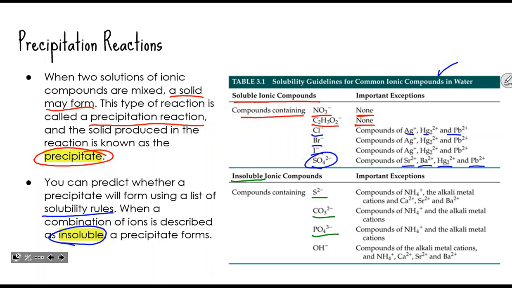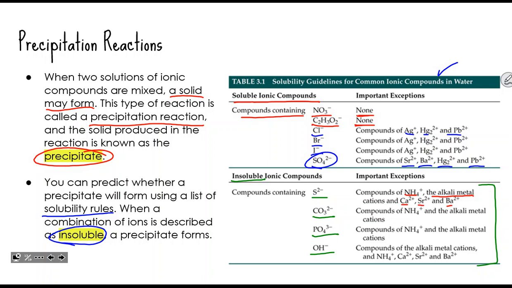Sulfides, carbonates, phosphates, and hydroxides. Now, you can see all their exceptions are pretty much, for the most part, similar. The exceptions here are anything with ammonium. If it has ammonium, it's automatically soluble. If it has an alkali metal in there, so that's going to be lithium, sodium, potassium, rubidium, cesium. If anything has an alkali metal in it, it's automatically soluble. For sulfides, though, calcium, strontium, barium, those are also important exceptions.